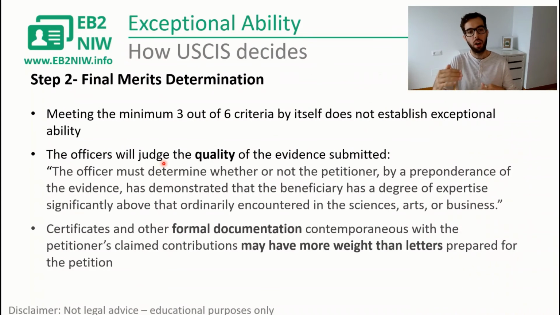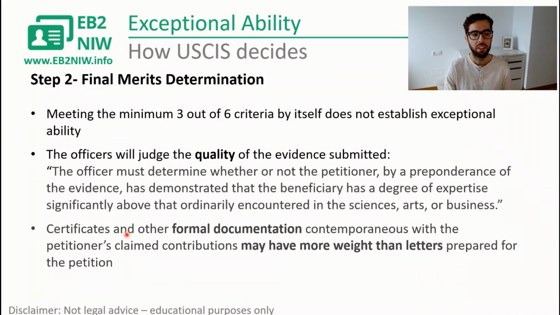Step number 2: once you have these criteria submitted, they will look at the quality of the evidence. So even if you think you meet 3 out of 6, it doesn't mean that automatically you're going to be approved for exceptional ability. They will judge the quality, and here it says the officer must determine whether or not the petitioner, by a preponderance of the evidence, has demonstrated that the beneficiary has a degree of expertise significantly above that ordinarily encountered in the sciences, arts, or business. So quality is as important as quantity.